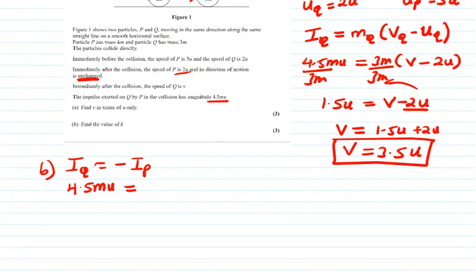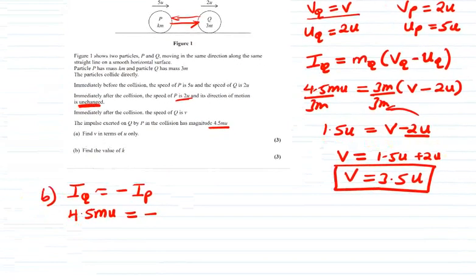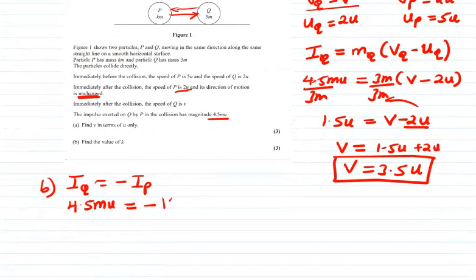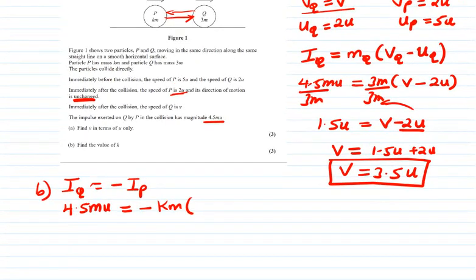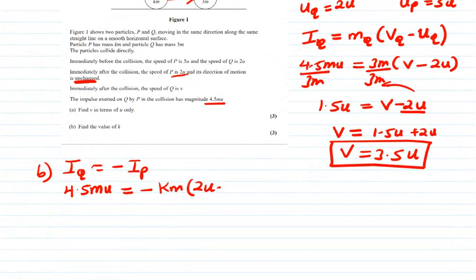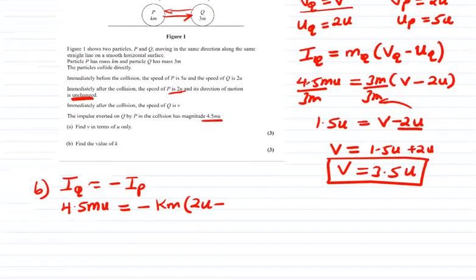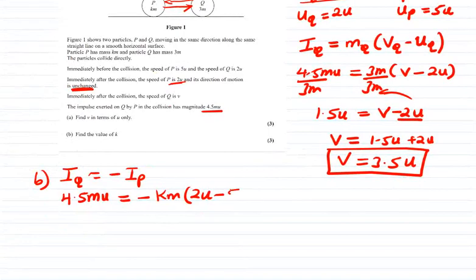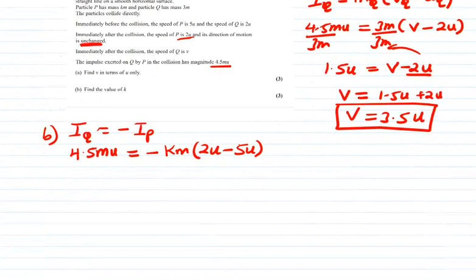We already have the impulse on Q, which is 4.5mu, and it should be the same as the negative impulse on P, which is given by the mass of P, km, into bracket the final velocity of P, which is 2u, minus the initial velocity, which is 5u. Now this gives us 4.5mu, which is the same as negative km times negative 3u. When you do 2u minus 5u, you get negative 3u.